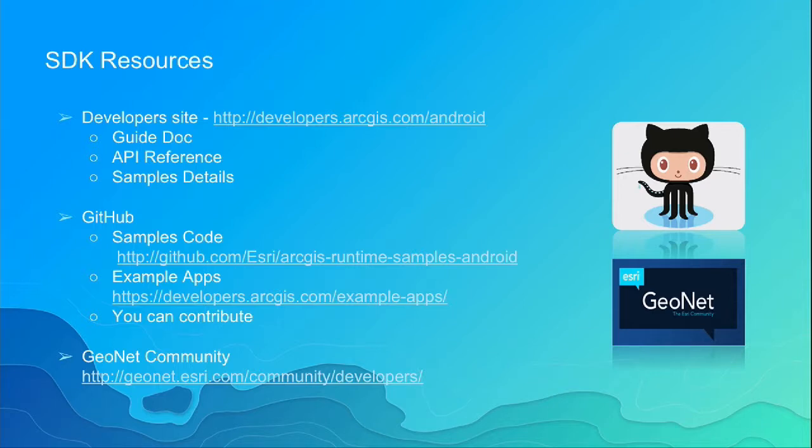Samples try to cover only a particular functional area, a class or two. Example apps are more to show the developer patterns or the design models on how to build an app. We use different patterns like MVP and things like that. These example apps are open source, so somebody can download them and work with them, and you can contribute as well. We also have a GeoNet community where you can post your questions, people respond there, and get your questions answered as well. So these are some of the resources that you get with the SDK.